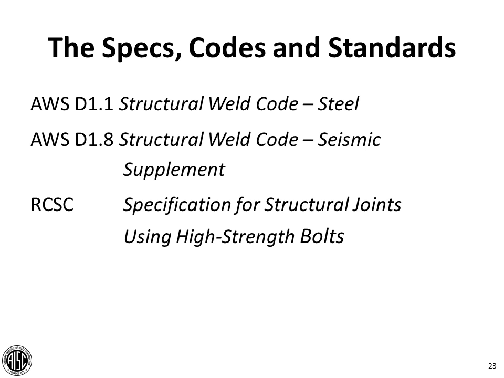Then we've got a couple welding codes. We've got AWS D1.1, which is a structural welding code that applies to all projects, whether they're seismic or not. And then we've got a seismic supplement to that, which is AWS D1.8. So again, on a seismic project, you have to meet both those codes. And then we have the RCSC specification for structural joints using high-strength bolts, and that applies to both seismic and non-seismic projects, and there is no seismic supplement for the bolting specification.